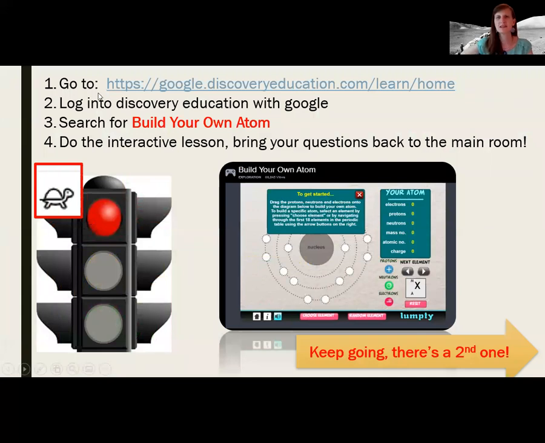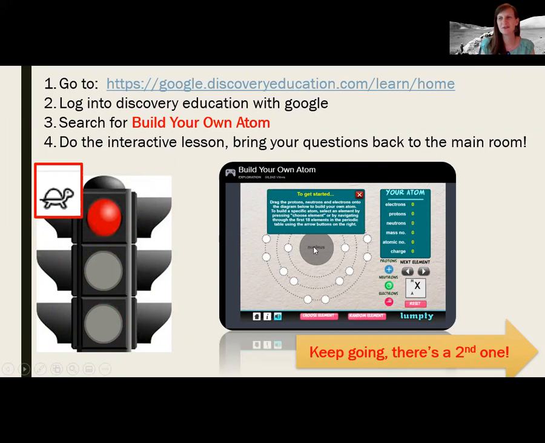All right, so the first one is at Discovery Ed. You can also just go to Discovery Ed from Clever. So open up Clever, go to Discovery Ed, and you can build your own atom. So you're going to search for build your own atom.